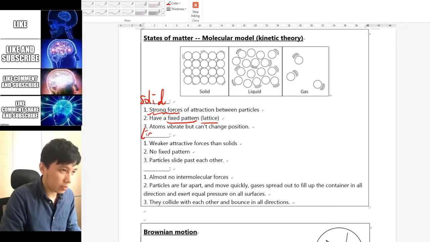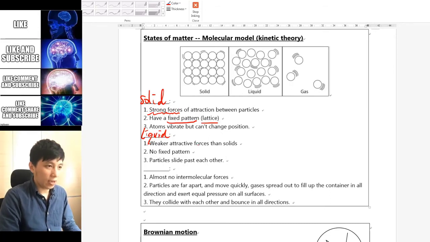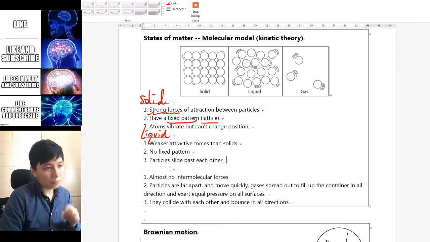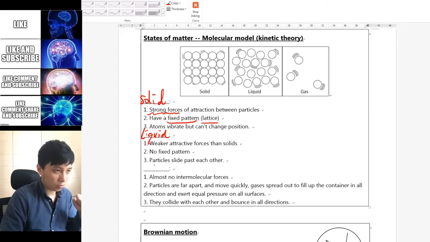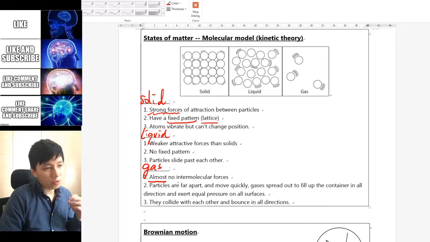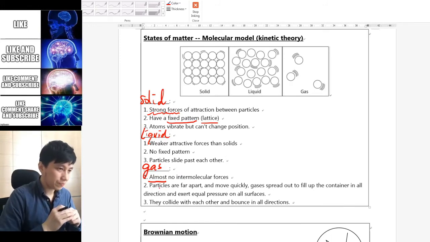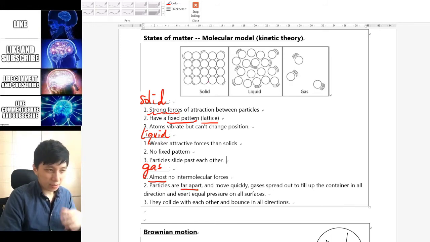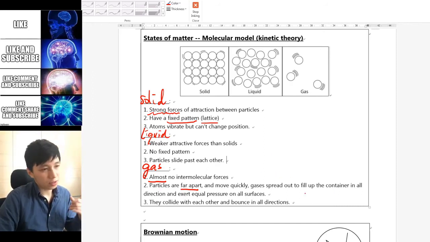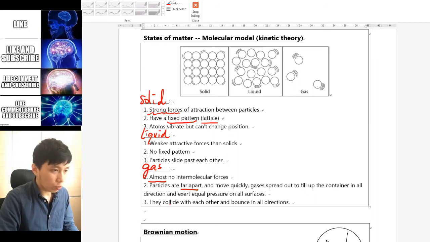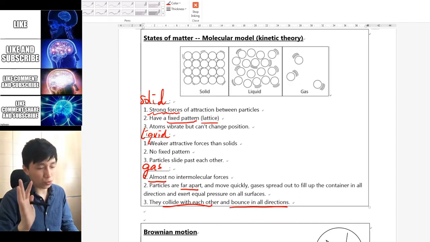The next one is obviously liquid, and they have weaker attractive force than solid, and they will fill the container. And lastly, we have gas, and they almost have no intermolecular forces. That means they still have very small forces. They are the furthest apart in these three states, and they can move quickly, fill up the container in all directions and exert equal pressure. They will also collide with each other and bounce in all directions. And that's something I hope you have observed. All of these you have observed from the simulation just now.